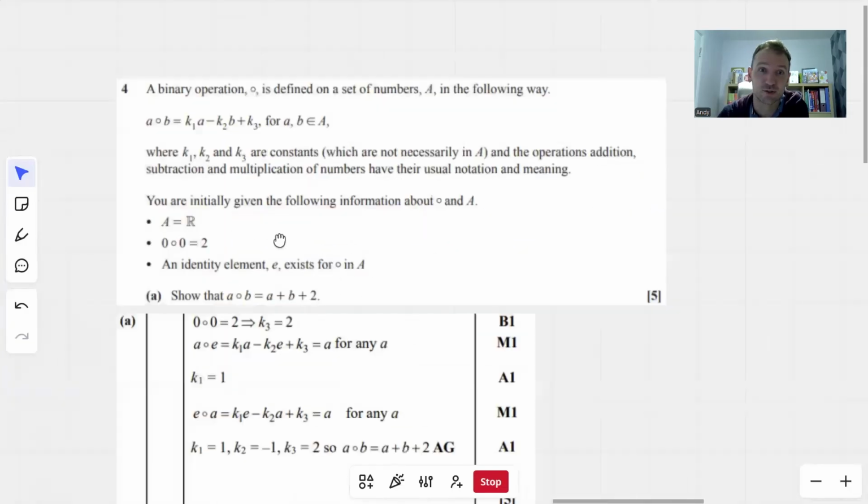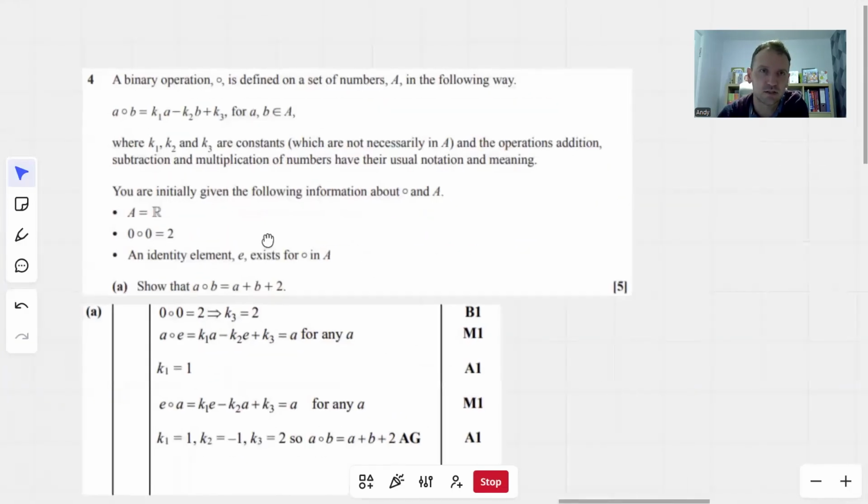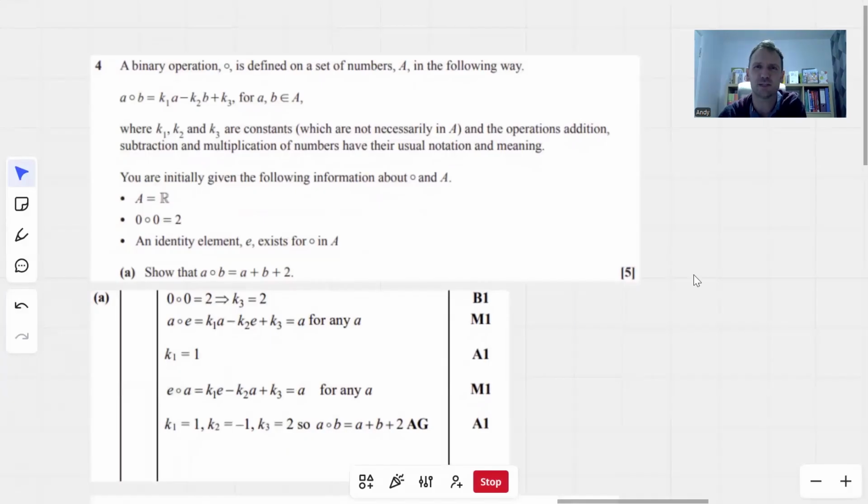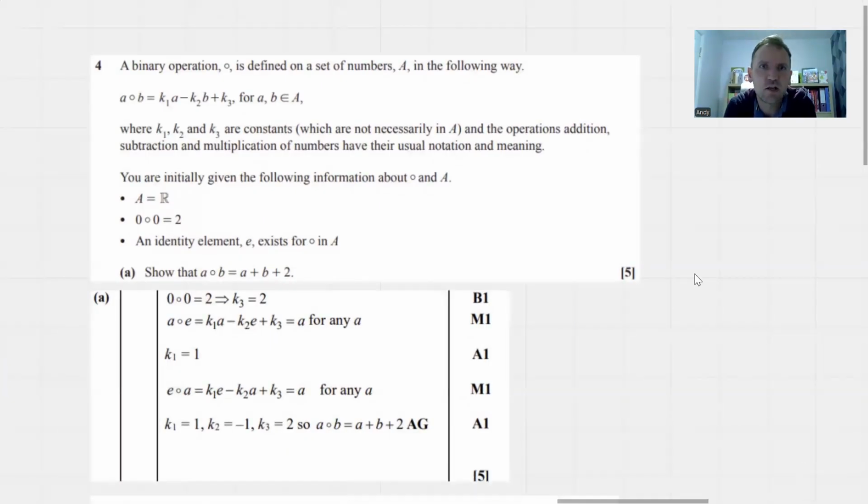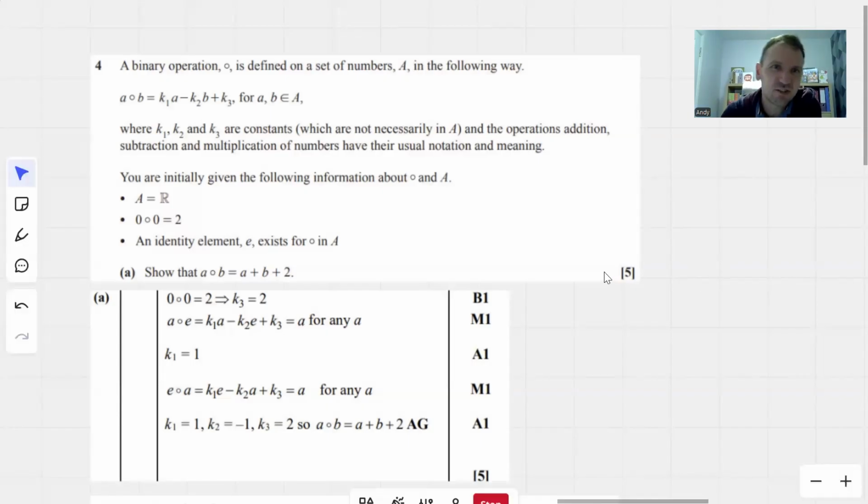Going across to question 4. So 4 and 5 were the harder two questions. So question 4a is a particularly strange one for groups, I think, setting this up. So we're given some information. We're given the rough form of our operation here, being K1a subtract K2b plus K3.